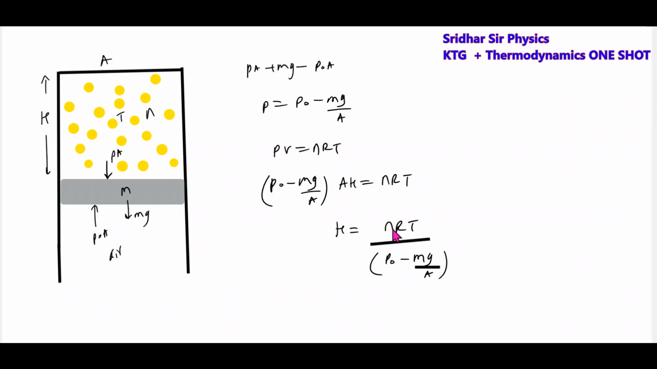What is n? n is the number of moles. The mass of gas will be negligible. What are these molecules? They'll be moving randomly, they're colliding. Because the molecules are colliding, this pressure force will come.